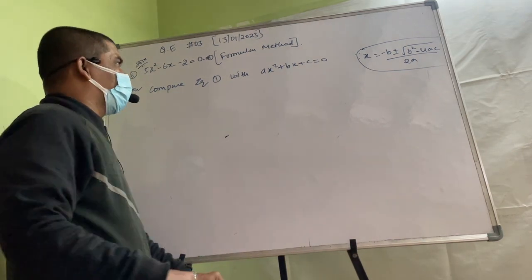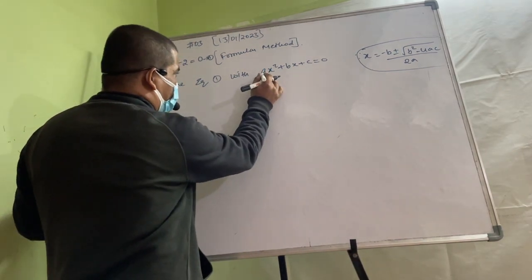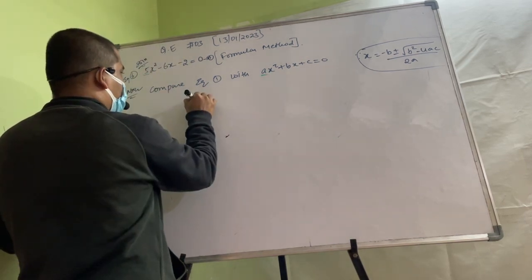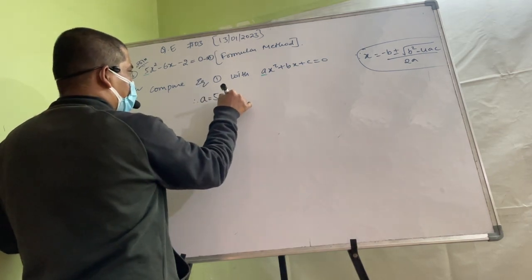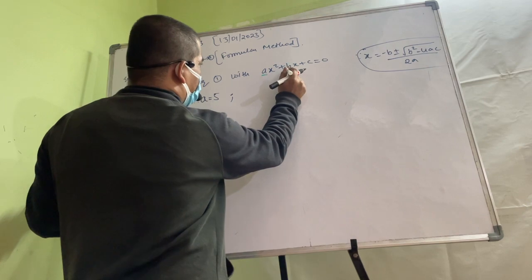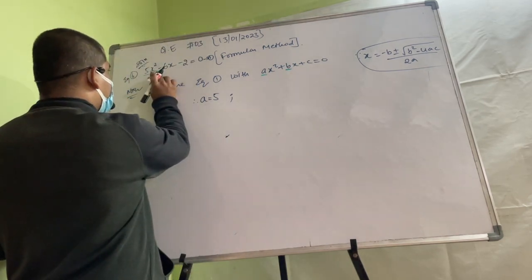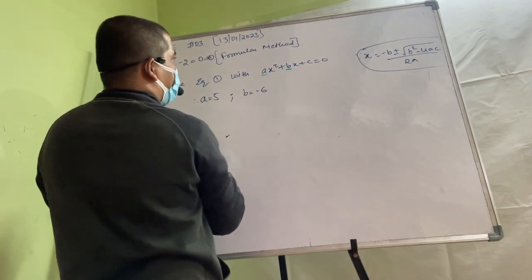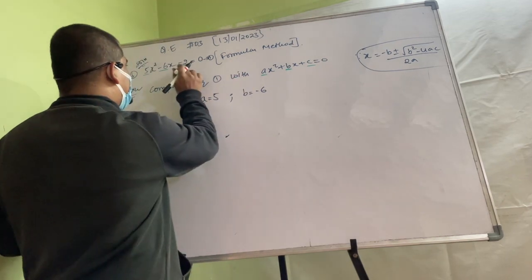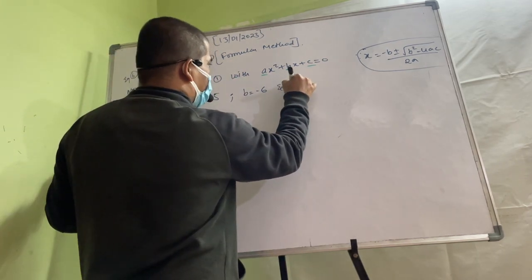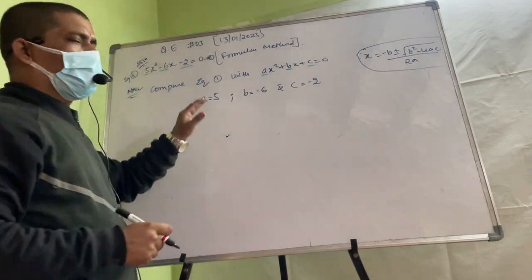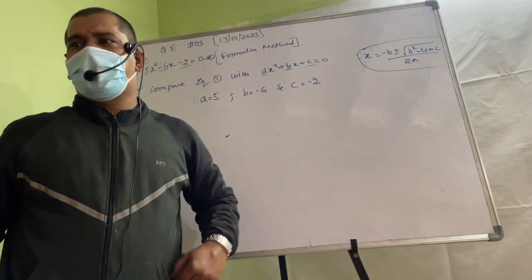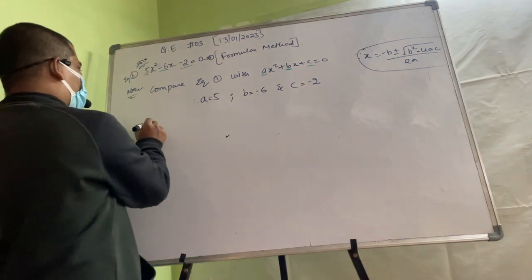So after comparing, you see, x square coefficient is a. What is x square coefficient? 5. So therefore, a is equal to 5. X coefficient is b. What is x coefficient? Minus 6. So b is equal to minus 6. Constant is c. What is constant? So c is equal to minus 2. We got a, we got b, we got c. Simply substitute and find out. Clear with this? Right. So it's very easy and straightforward.